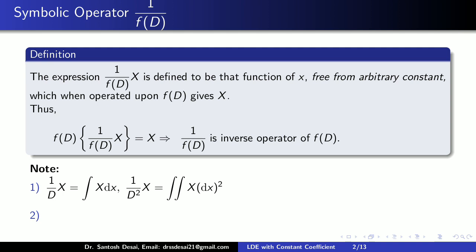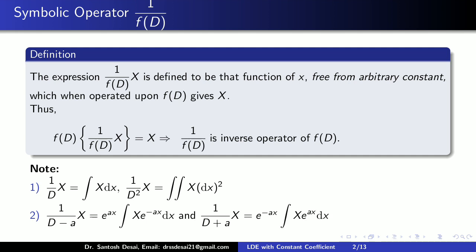Now we consider two results without their proof. The first one: the value of 1 upon D minus a into X is equal to e raised to ax into the integration of X into e raised to minus ax dx. The second one is obtained from the first by replacing a by minus a. So the value of 1 upon D plus a into X is e raised to minus ax into the integration of X into e raised to ax dx.